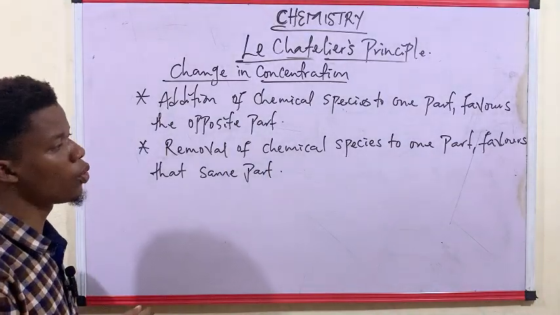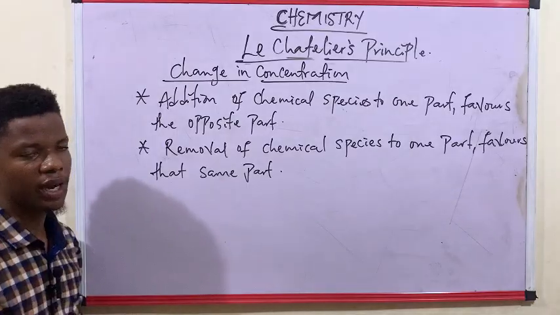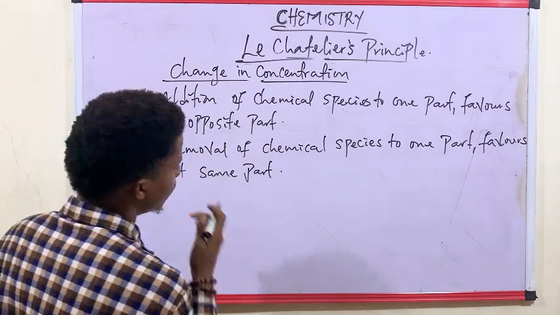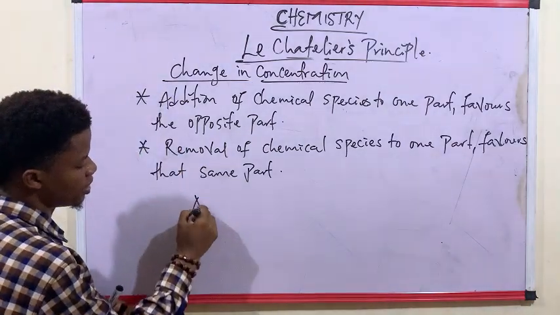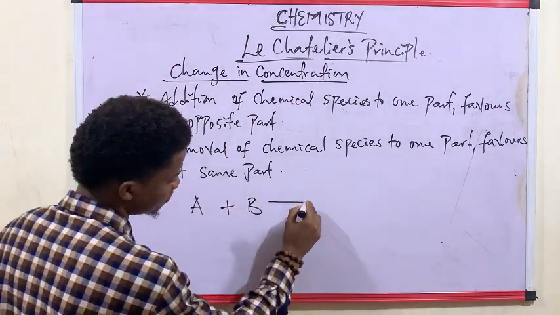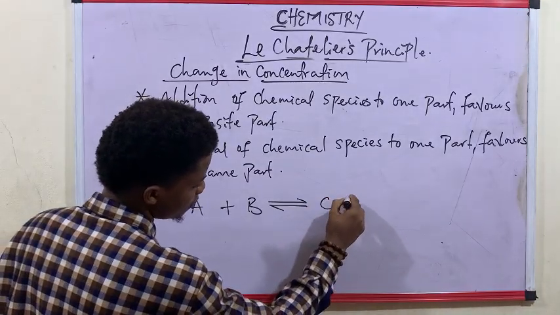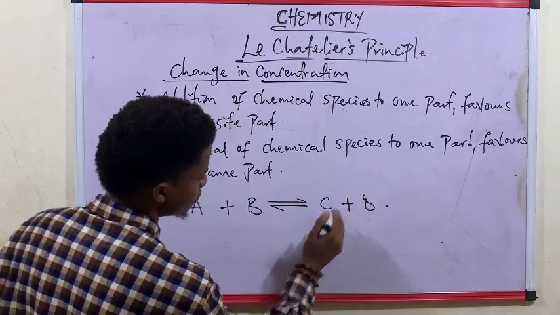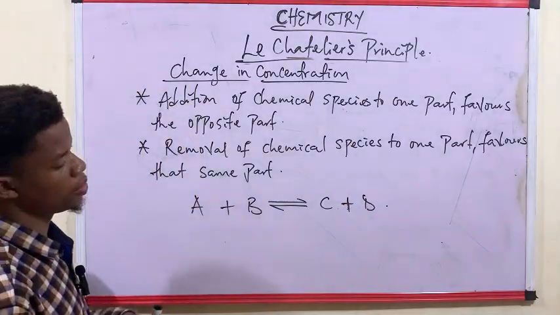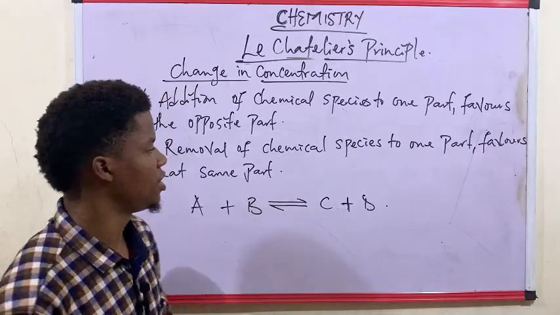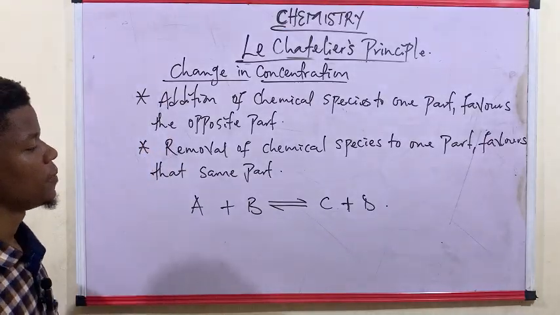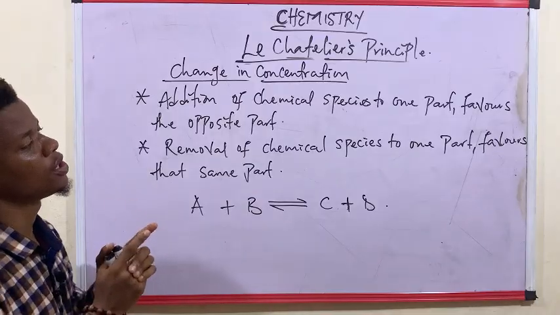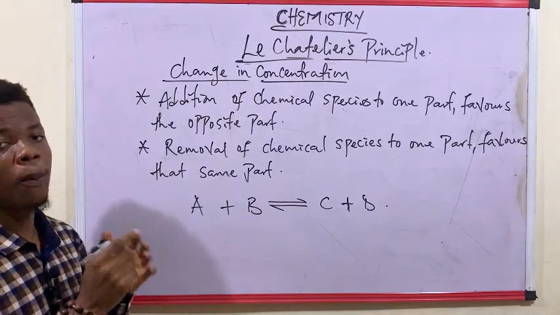So as simple as it is, this is what we have. Now let's break this down by using this reaction. So we have A plus B to give us what? C plus D. Now, the principle about concentration is simple. Addition of chemical species to one part favors the opposite part.